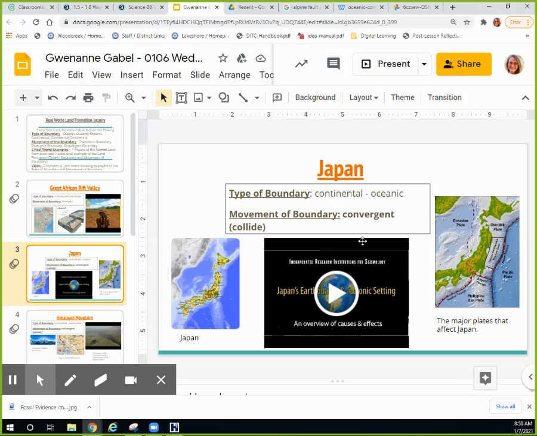No other island arc is formed by a continental and oceanic convergent boundary. So I thought that was really interesting.